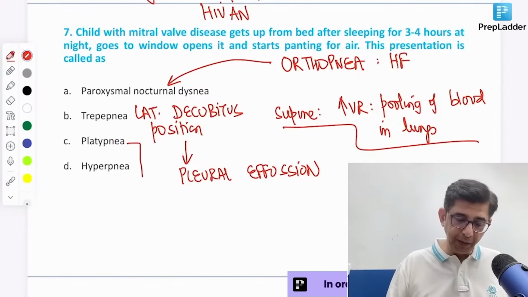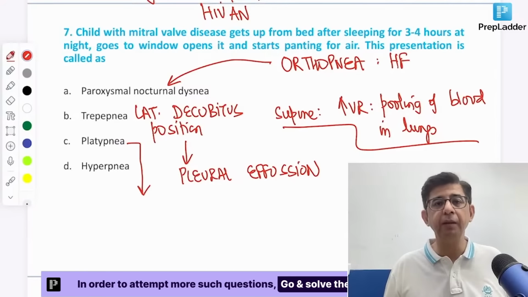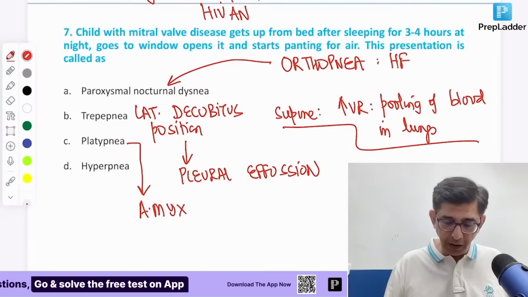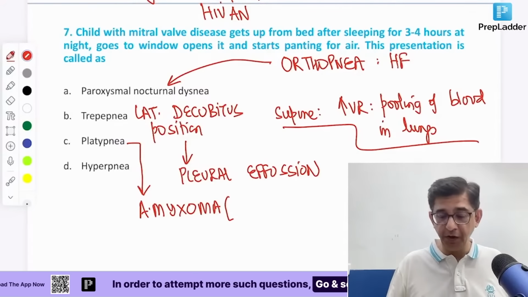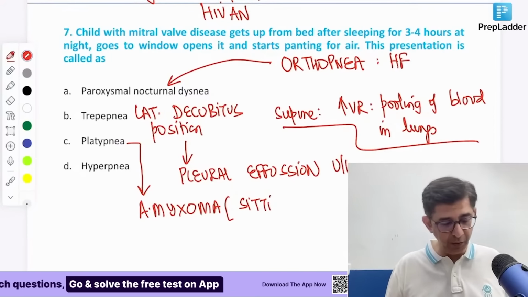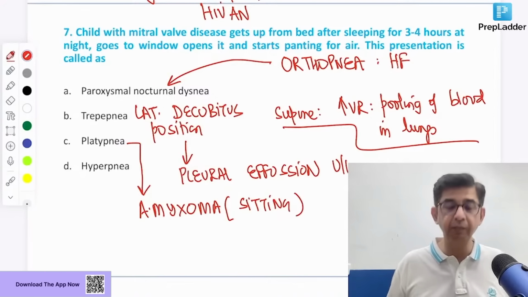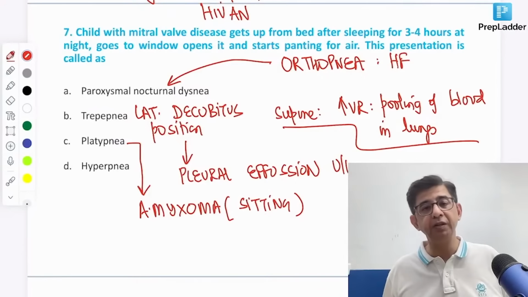When it comes to platypnea, platypnea is seen with atrial myxoma. In case of platypnea, the breathing difficulty will worsen in sitting position. Yeah, unilateral pleural effusion. Yes, massive pleural effusion, perfectly right. And if in sitting position the person is having breathing difficulty, that is atrial myxoma, when you will be having platypnea present.